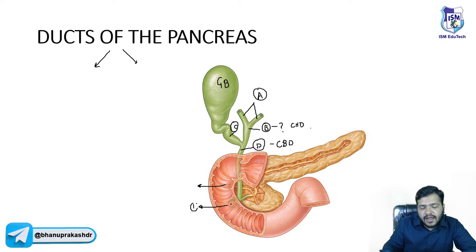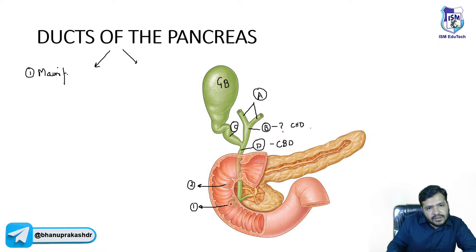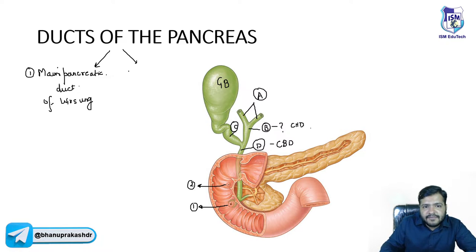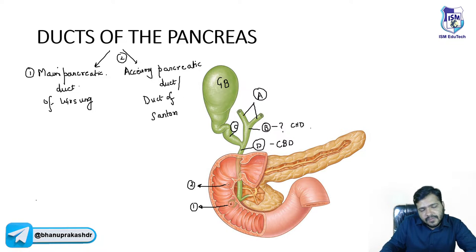The one and the two which I will be marking over here. So the first one, beta, is the main pancreatic duct, also called the main pancreatic duct of Wirsung. And we have the minor pancreatic duct, or we can say the accessory pancreatic duct. Accessory pancreatic duct is also called the duct of Santorini.